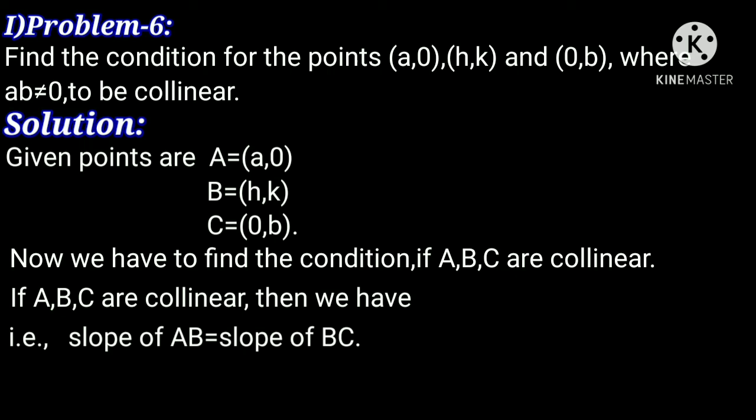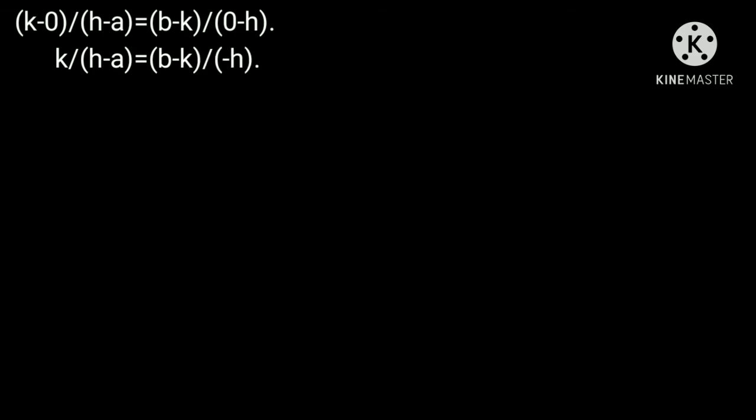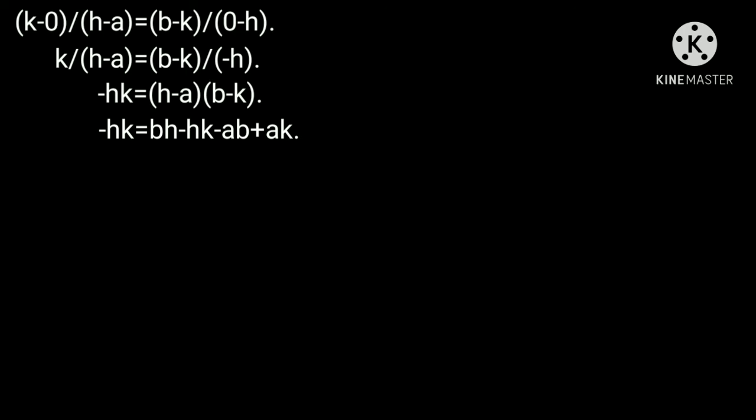Here, we apply the slope formula. We know that the slope of any 2 points is equal to (y2 minus y1) by (x2 minus x1). That is, (k minus 0) by (h minus a) equal to (b minus k) by (0 minus h). After simplification, k by (h minus a) equal to (b minus k) by (minus h). Taking cross multiplication of the above equation, we have minus hk equal to (h minus a) into (b minus k). After expanding, we have minus hk equal to bh minus hk minus ab plus ak.